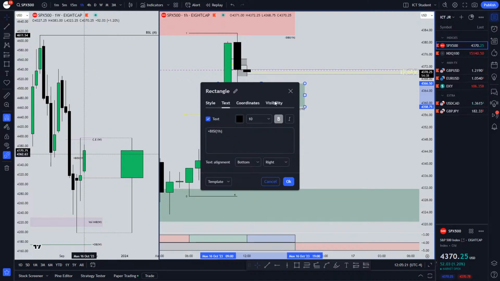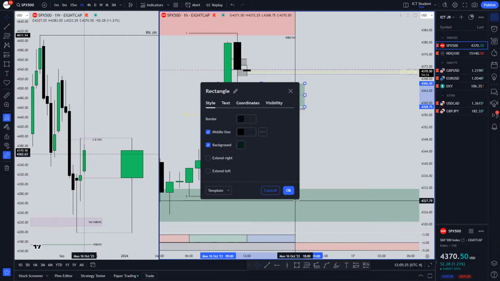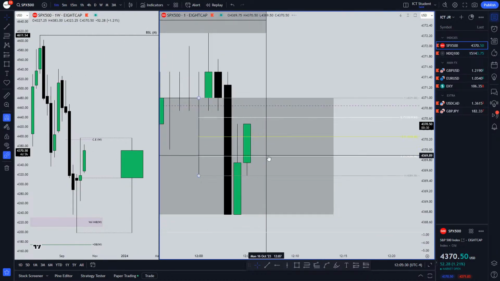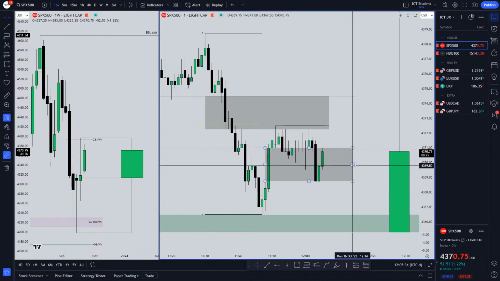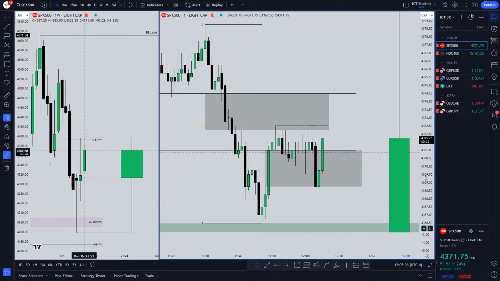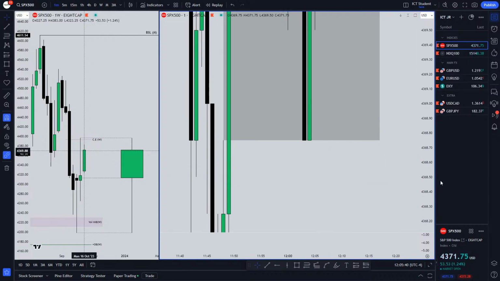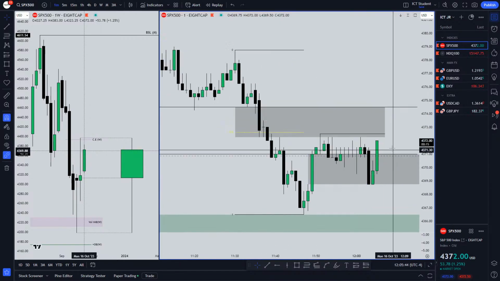I like how they added the midpoint. You can add the midpoint now, the midline. That's pretty cool. Never had that before. So you didn't even gotta draw the consequent encroachment. So we are rallying now. We did close, I don't know if we closed below. Did we close below it? Damn, this is tight. No, right to the tick, I guess we didn't close.